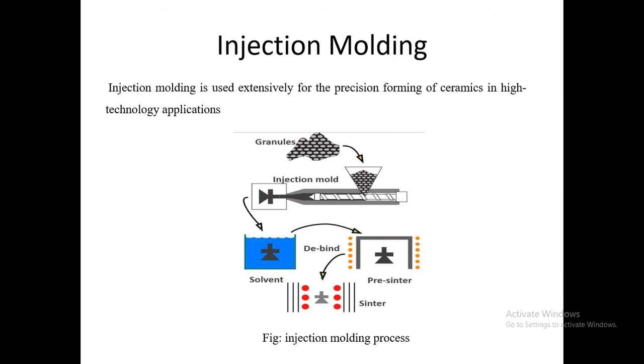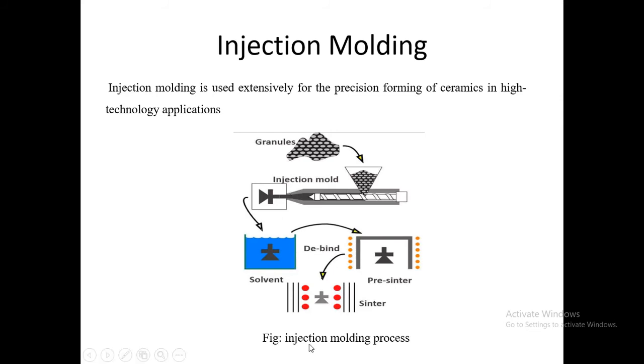So now I will be explaining injection molding. Injection molding is a manufacturing process in which parts are produced by injecting molten material into a mold. It is used extensively for the precision forming of ceramics in high technology applications such as rocket engine components, dental implants, etc.